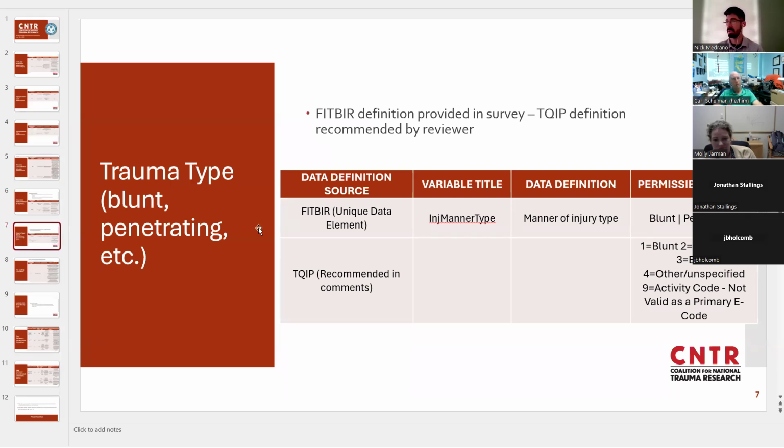Dr. Stallings, I believe you commented on this regarding TQIP permissible values. When we pull definitions for this particular element, trauma type, just being very broad categories, blunt, penetrating, thermal, things of that nature, the only thing that exists within FIPR is what's called a unique data element. That means it hasn't been adopted as a common data element, a CDE. A unique data element is something that a researcher created for their particular study, but hasn't been widely adopted as a standard. So I wasn't able to find from my end these TQIP permissible values or a data definition for this particular variable.